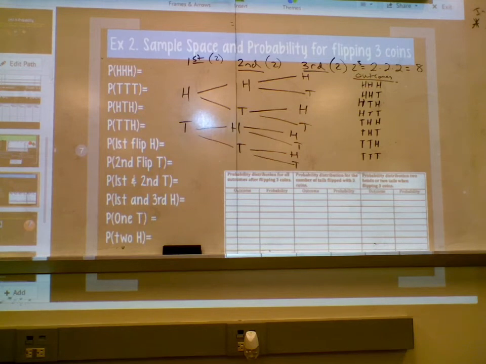Sarah, take me back. Why'd you write down what I wrote down? Okay, how many times does 3 heads occur? Once out of 8. So the probability of 3 heads is 1 out of 8.